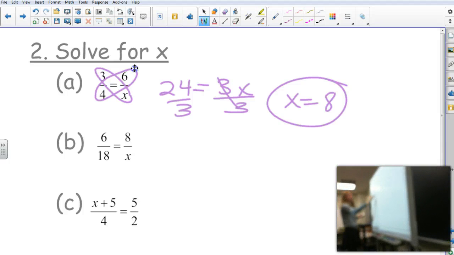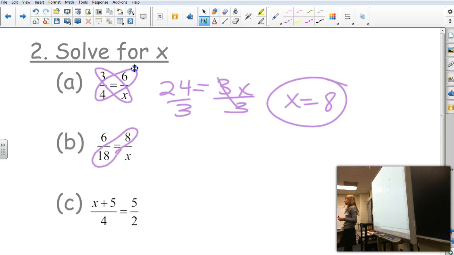You're just going to know, oh, when I'm solving for x, I cross multiply and divide. So you're going to get used to 4 times 6 divided by 3. And that's all you do. On the next one you do 8 times 18 divided by 6. It's called cross multiply and divide. But if you want to skip that step, you're welcome to.